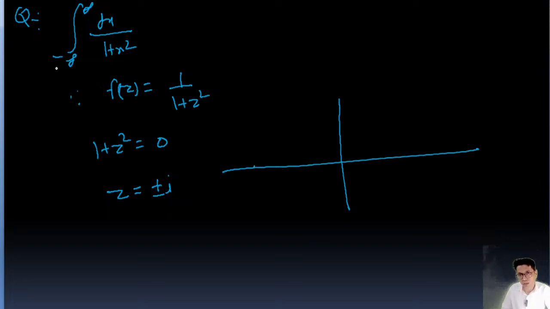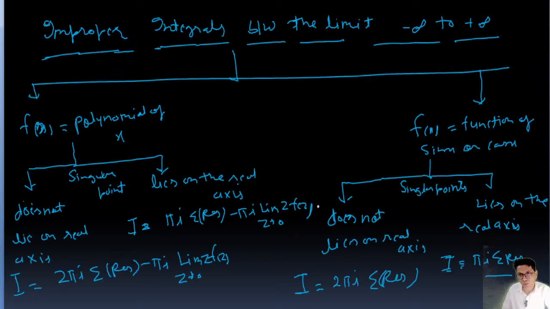If the limit is minus infinity to plus infinity, and the integrand is a polynomial of x or a function of sin x or cos x, we solve it in this way. Okay, I have told you this procedure for improper integrals between limit minus infinity to plus infinity.